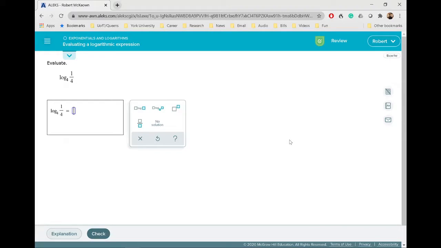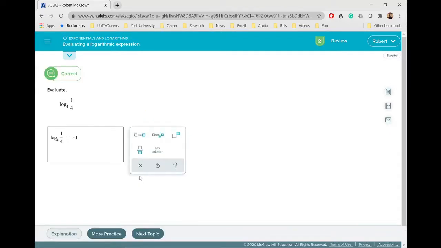So here we are on ALEKS. Let's see if our answer is correct. I'm going to put in negative 1, and I'll click the check button, and we properly evaluated this logarithm.